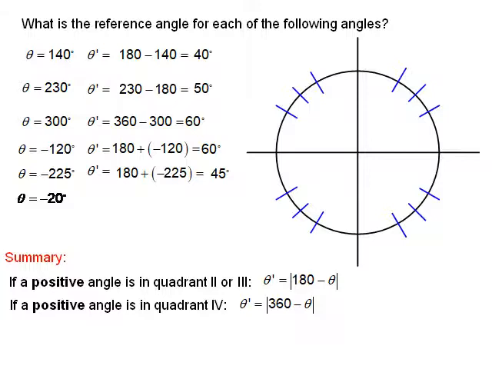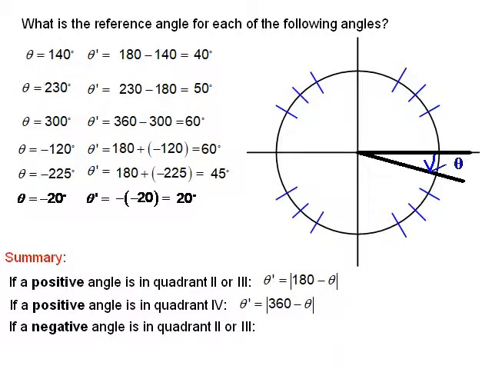Our last angle is negative 20 degrees. Again, sketch that angle. This is the easiest angle for us to do because it is in fourth quadrant, and since it is going clockwise, all we have to do is think how far away from the x-axis is it? Well, we already know it's 20 degrees, so all we have to do is get rid of the negative sign. So the reference angle for negative 20 degrees is 20 degrees. So to continue our summary down at the bottom here, if a negative angle is in quadrant 2 or quadrant 3, our reference angle equation can be the absolute value of 180 plus theta.